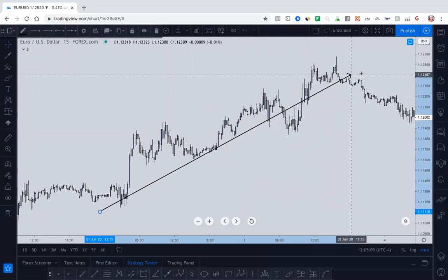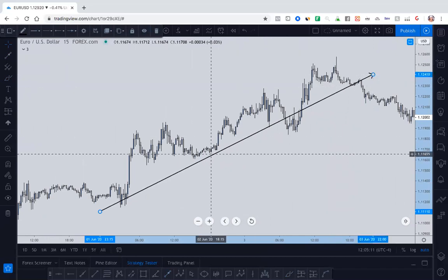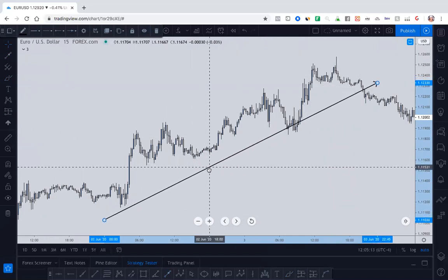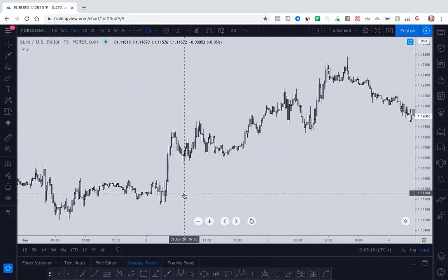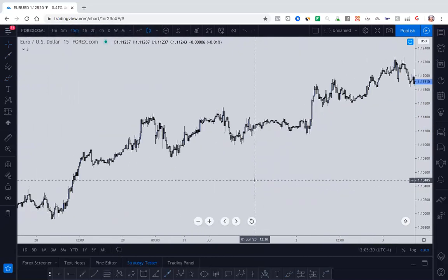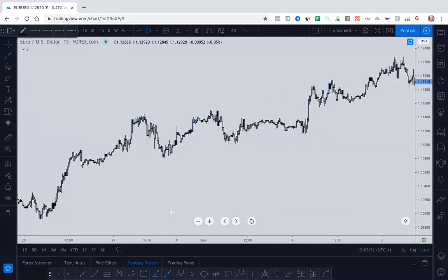I'm going to actually do this, even though there's some slippage. Hold on. I don't like this one. Sorry, y'all.